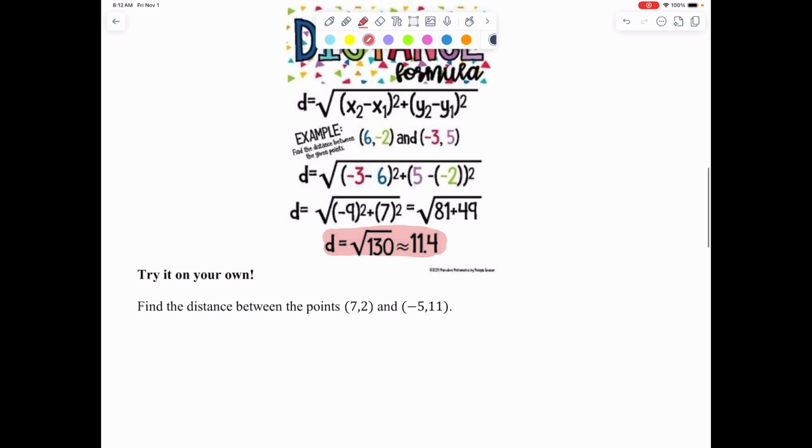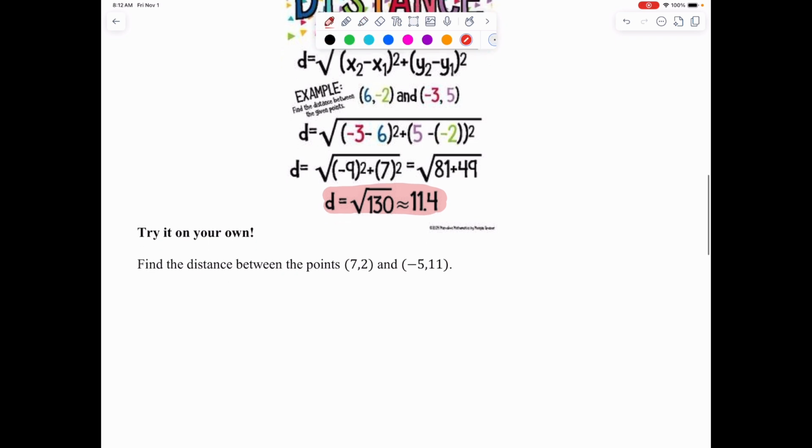So do you see the squiggly before the 11.4, the equal sign that looks squiggled? Remember, that means approximately. So this question must have been an example where they had to round to a certain decimal place. So I want to make just a couple notes about this before you do the try it on your own. So we're just going to draw an arrow.